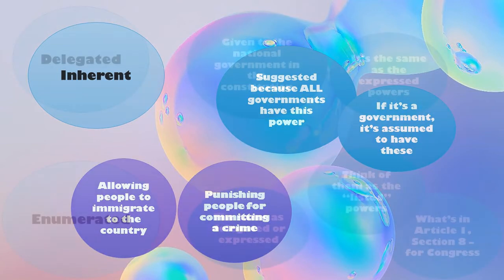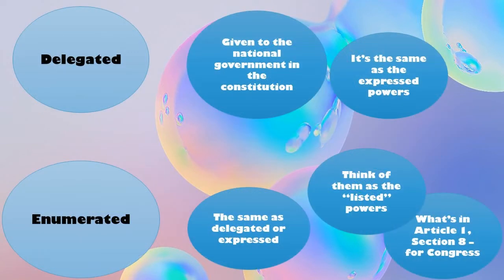Next, we might see the word delegated. A delegated power is a power that is given to the national government by the Constitution. It is the same as express power, but sometimes you will see the word delegated used instead. Similarly, we have enumerated powers, and these are the same. They are given to the national government by the words of the Constitution. They are the same as express powers. When we think about enumerated powers, think about a list of powers. And so I would say that these are mostly found in Article 1, Section 8, the powers of Congress.